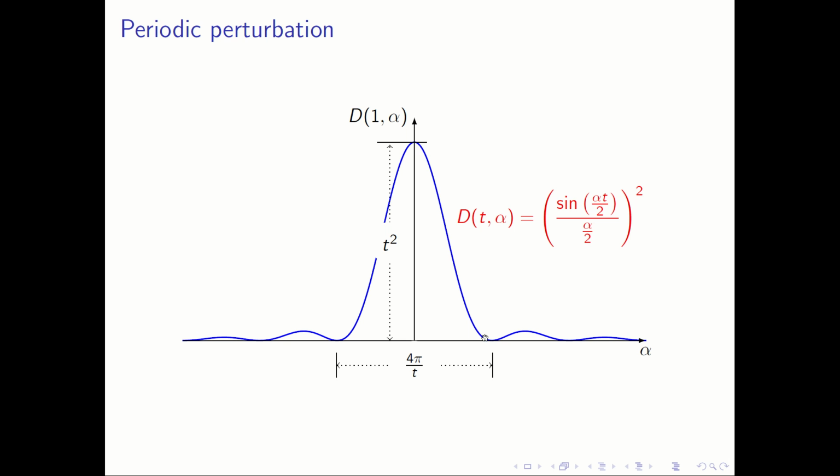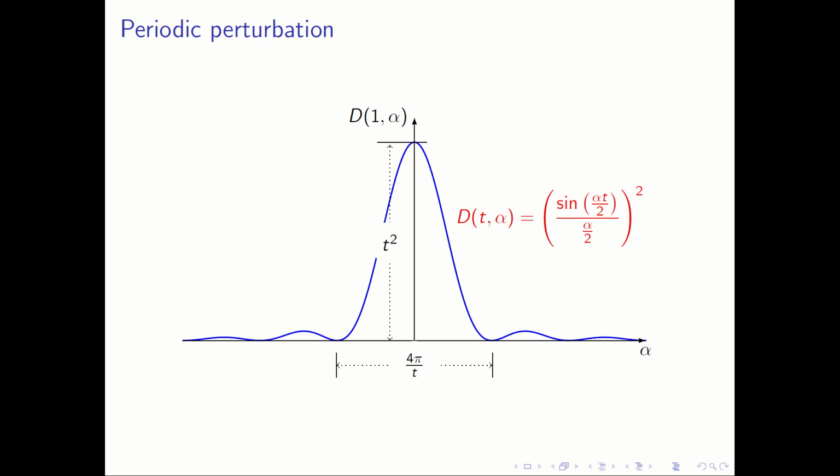Remember, sine vanishes when its argument is pi, so alpha times t by 2 equals pi means alpha is 2 pi by t, and this is 2 pi by t here, minus 2 pi by t here. So the width of this d_t(alpha) function, essentially the region where d_t(alpha) can be taken to be non-zero, is 4 pi by t, which decreases with larger and larger t.